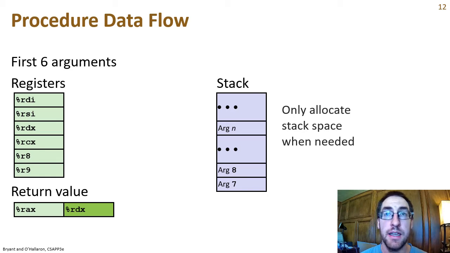Additional arguments beyond those 6, or arguments that are larger than a quad word, get passed by pushing them onto the stack in reverse order. So if there are n greater than 6 arguments, you would see a stack something like this, where the nth argument is pushed first, then the n-1th, and so forth, and the last argument to get pushed to the stack is the 7th argument.